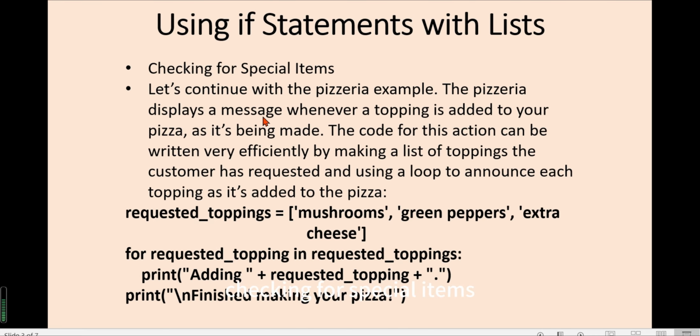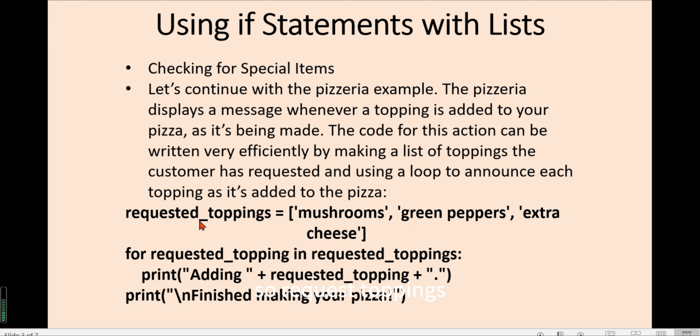Checking for special items. So let's continue with the pizza example. The pizza displays a message whenever a topping is added to your pizza as it is being made. The code for this action can be written very efficiently by making a list of toppings the customer has requested and using a loop to announce each topping as it is added to the pizza.